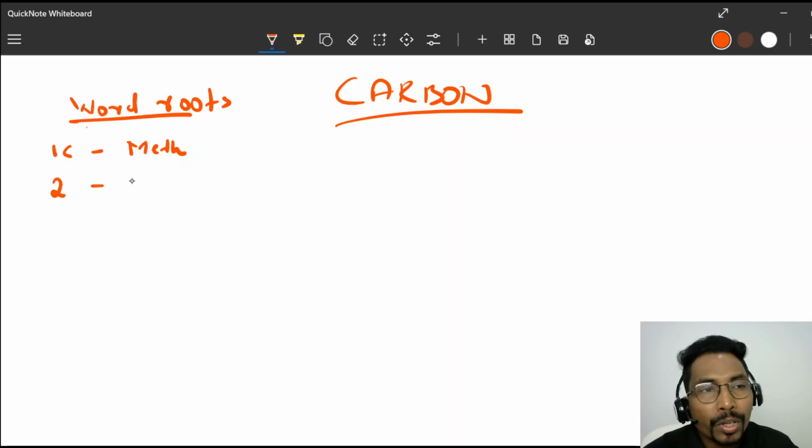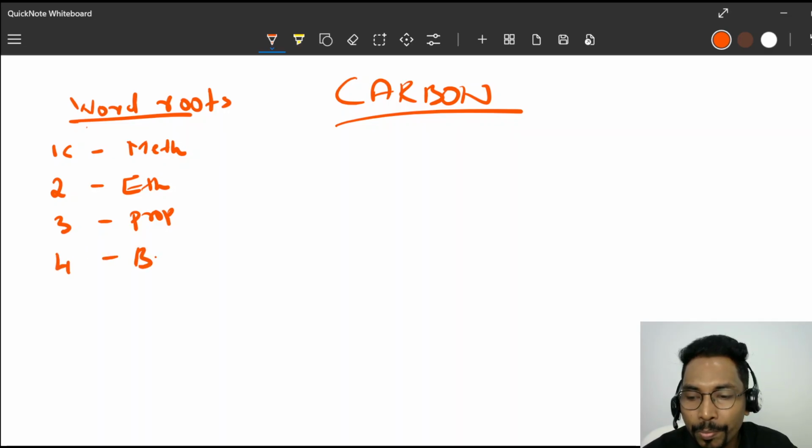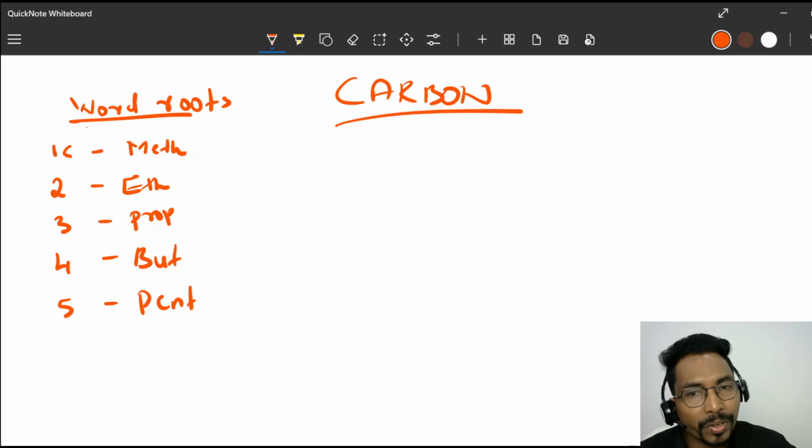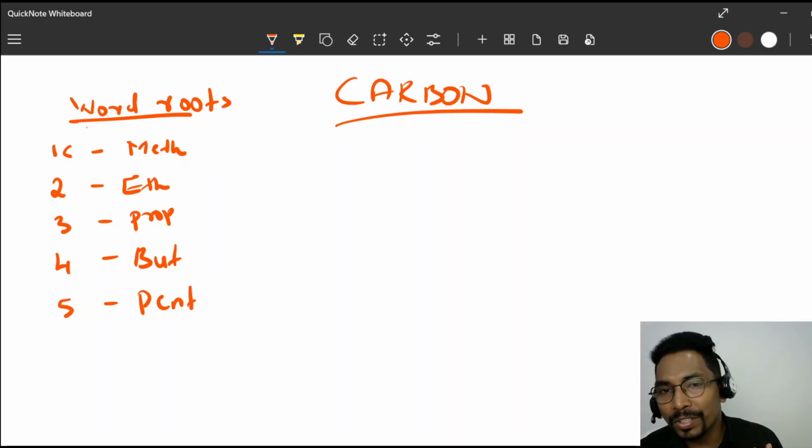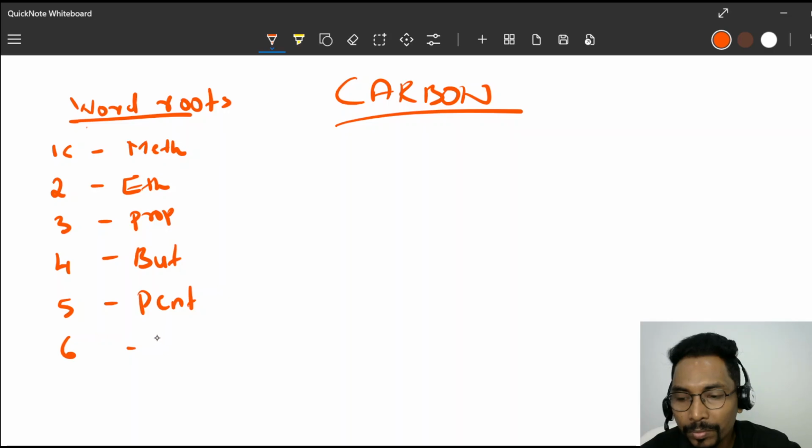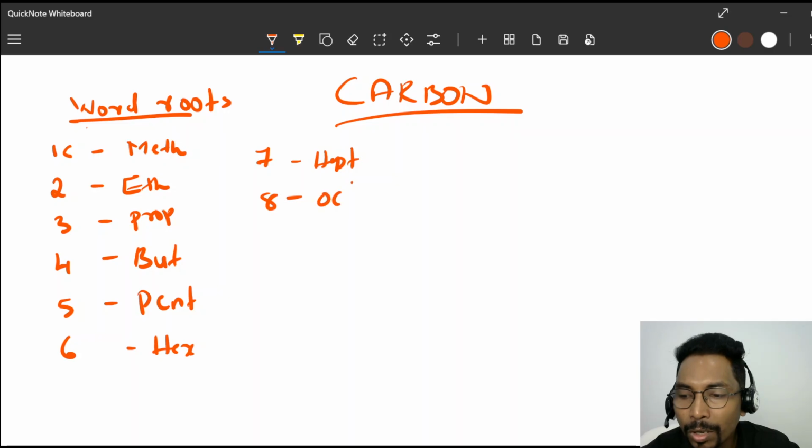Then if it is two, you have to use the word eth. If it is three, that is prop. Then if it is 4, that is but. 5, that is pent. I hope all of you know this very well. This should be very perfect first. Without this you can't name an organic compound. Then 6, it is hex, and 7, it is hept, and 8, it is oct, 9, non, and 10, dec.